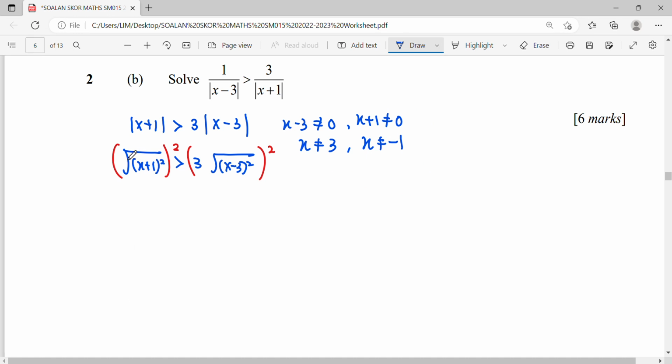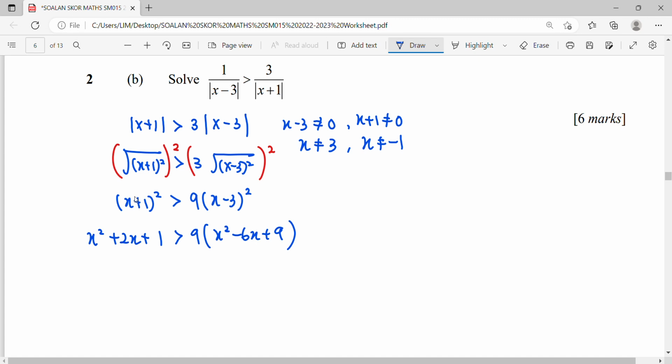For the left hand side, square root and square can be simplified, leaving x plus 1 squared. So this 3 squared becomes 9. So here leaving x minus 3 squared. So now we're going to expand it. Expand it, you will have 3 terms, which is a squared, x squared, then 2ab means 2x, b squared 1. So for here the same. So now you have a quadratic inequality.